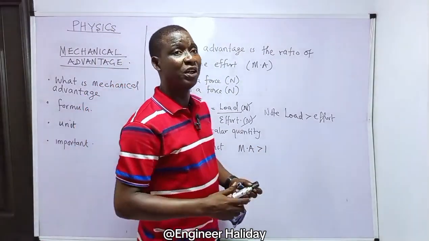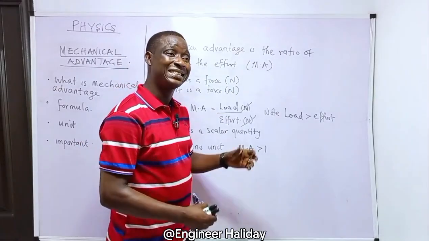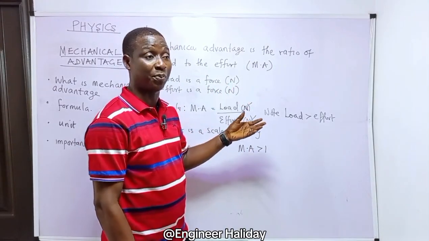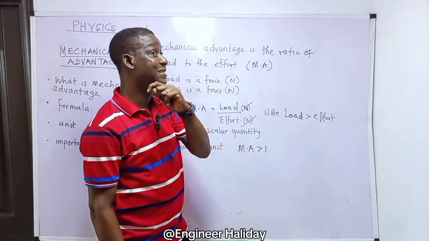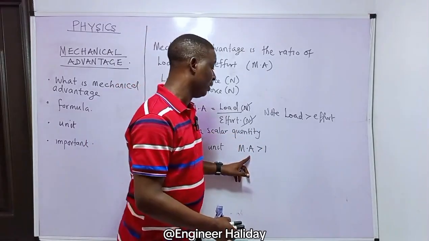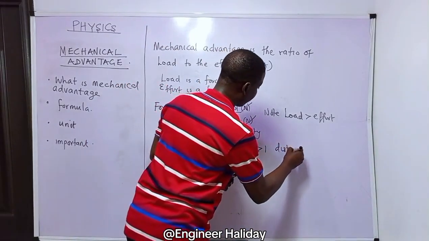Now, velocity ratio is greater than 1. We say velocity ratio is what? A force multiplier. The reason is that in velocity ratio, there is a loss of speed in transmitting. But here, we call it what? A distance multiplier.